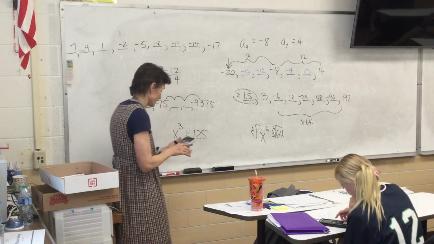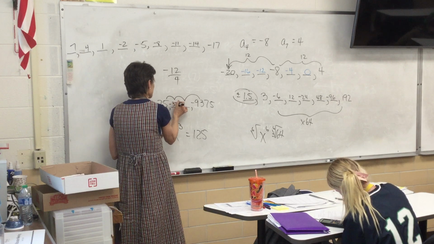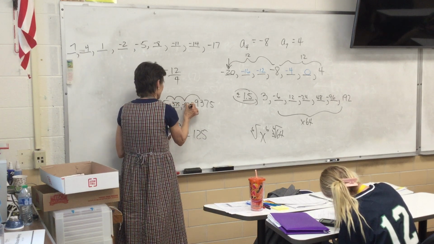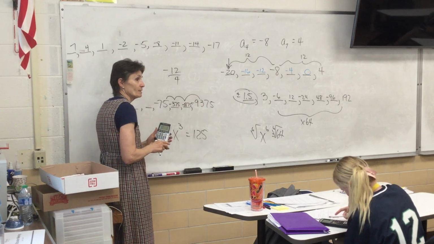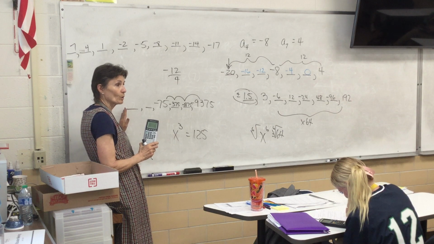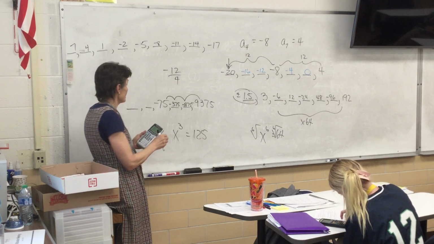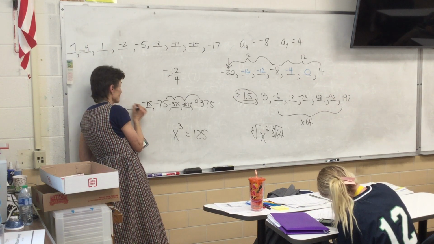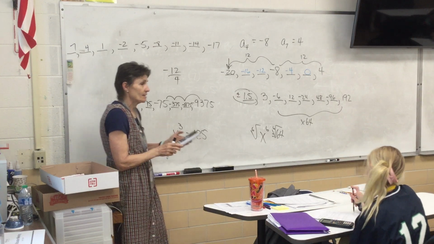Try it on your calculator. -75 times 5 is -375. Times another 5 is -1875. Times another 5 is right there. So how am I going to go backwards? Divide by 5. So -75 divided by 5, divided by 5. Your first term is -3.